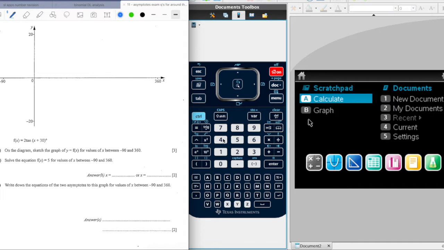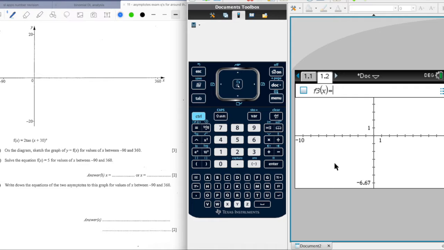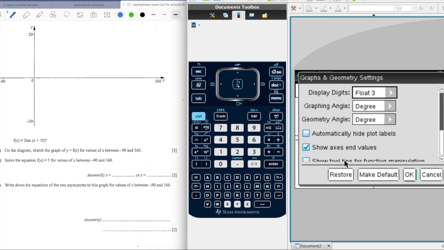Okay, so for this question we need to first of all plot the graph, and it's always worth having a quick read through over the other things just to work out if there's anything else we might need. Make sure your calculator's in degree mode here. If it's not, then if you click menu and settings, you can change it and make sure both of these say degree in them, and the float 3 can actually be changed to float 9 as well.